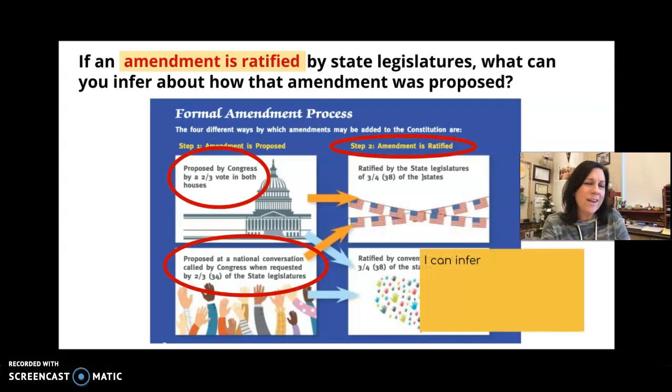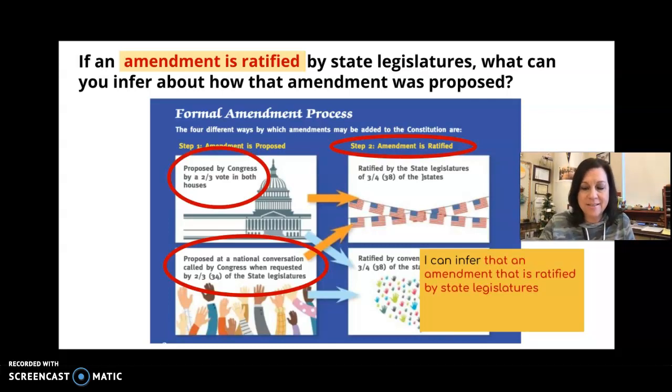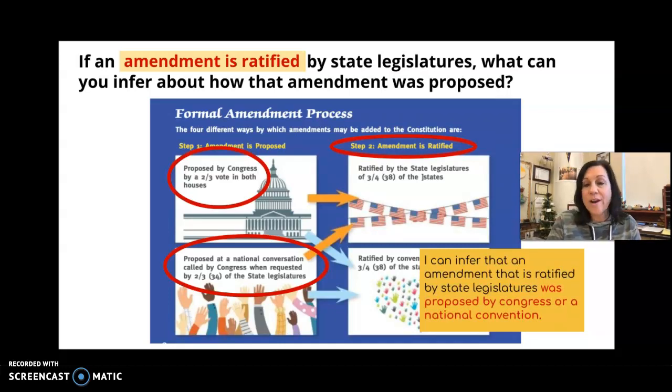So, what can you infer just about looking at that graphic? Well, I can infer that an amendment that is ratified by state legislatures was proposed by Congress or a national convention. And we got all of that just by taking a look at this graphic.